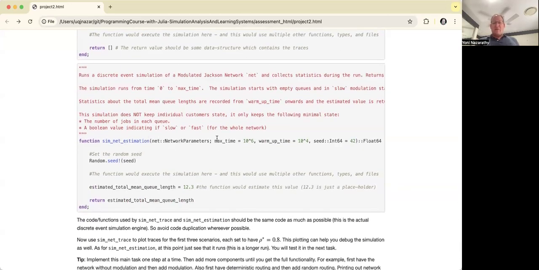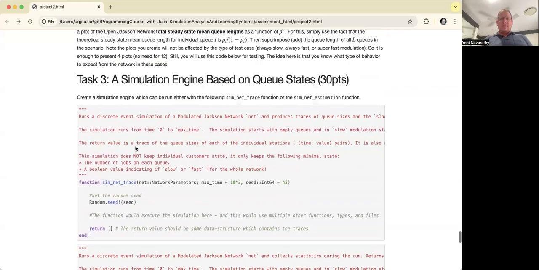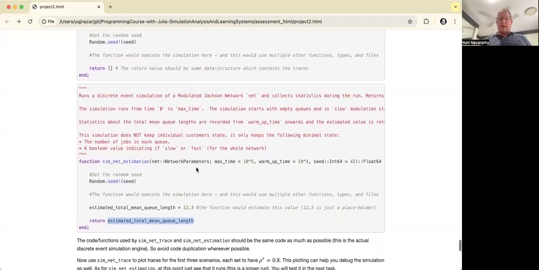Simnet estimation, by default, you'd run it for a longer simulation time, and you'd also use a warm-up time. You'll understand what that is in the lectures, but it's basically only to start collecting statistics after a warm-up. Here you just return a single number, the estimated total mean queue length. So you're running this big simulation for a long time, and it just returns the estimated mean queue length.